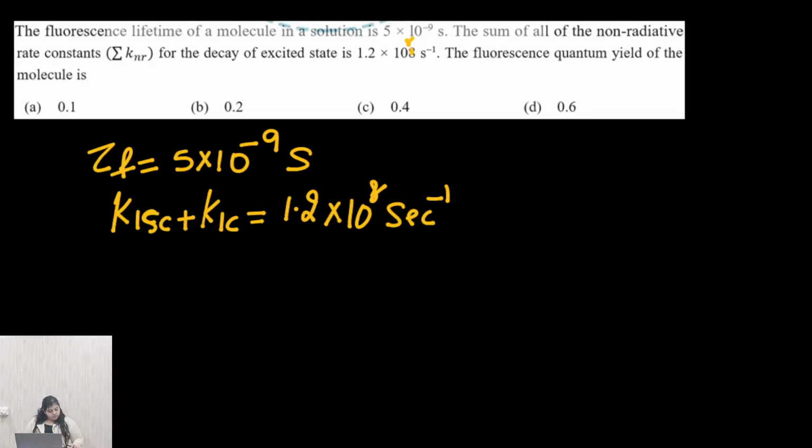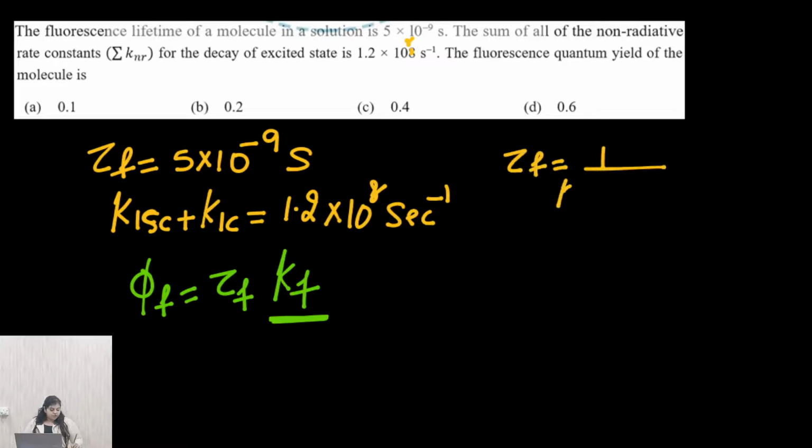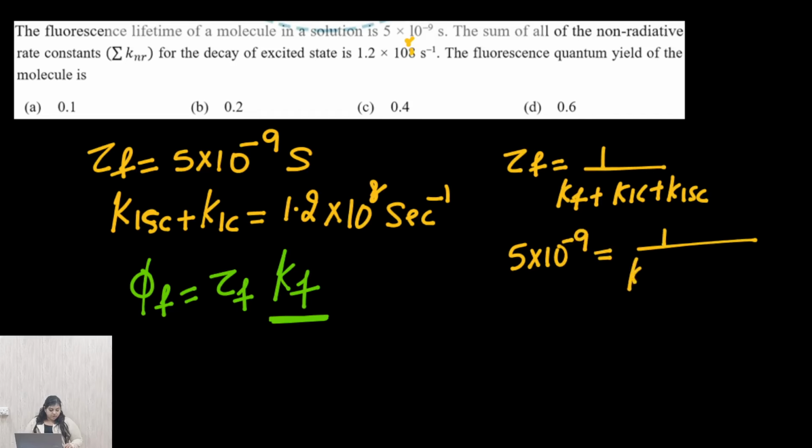So the fluorescence yield we have to find out, which is equal to tau f into kf. So this rate constant for the fluorescence we have to find out. Now we know that tau f is equal to 1 upon kf plus kic plus kisc. The value of tau f we have is 5 into 10 raised to the power of minus 9. This is equal to 1 upon kf plus 1.2 into 10 raised to the power of 8.